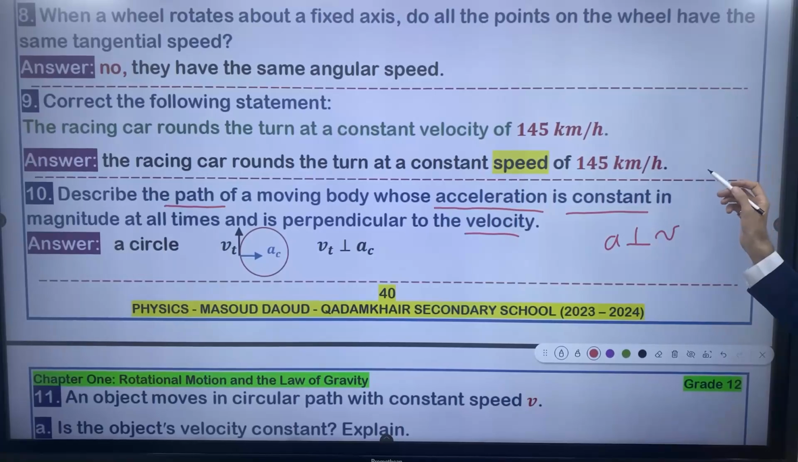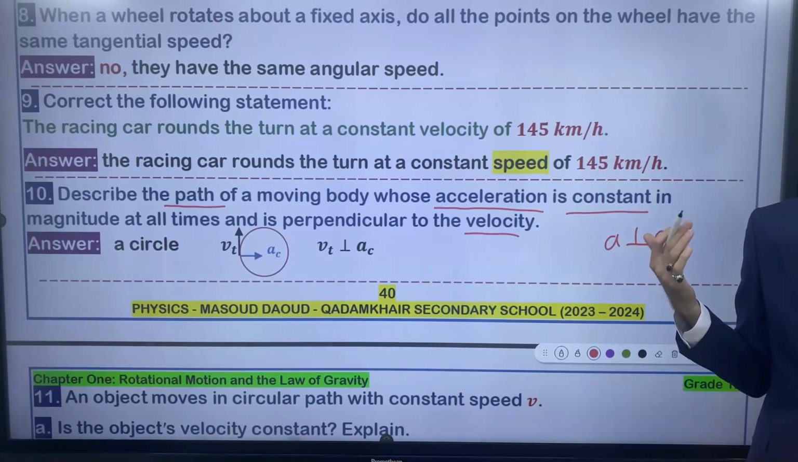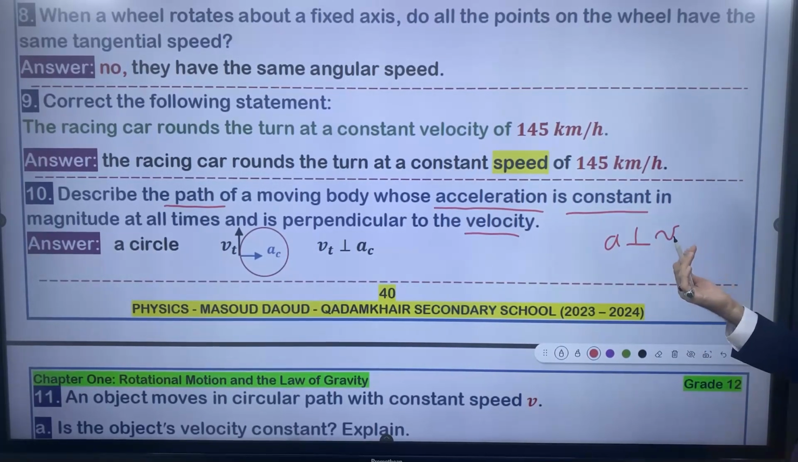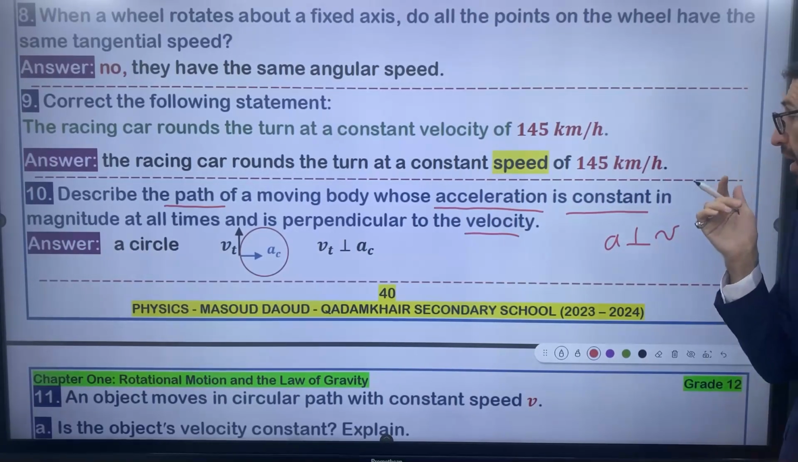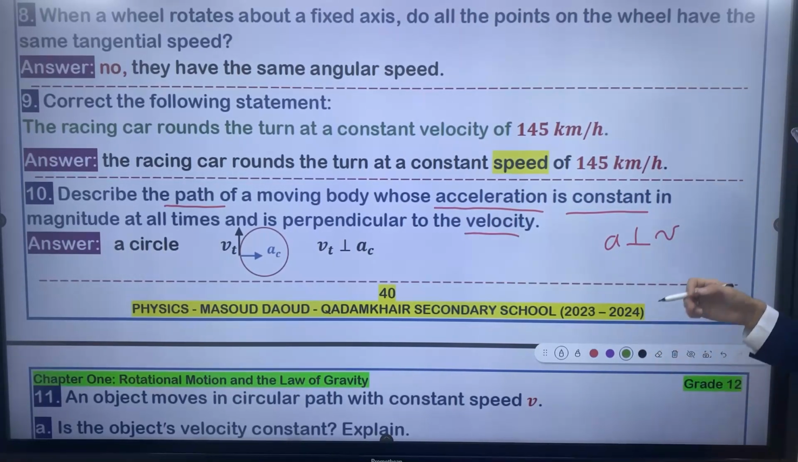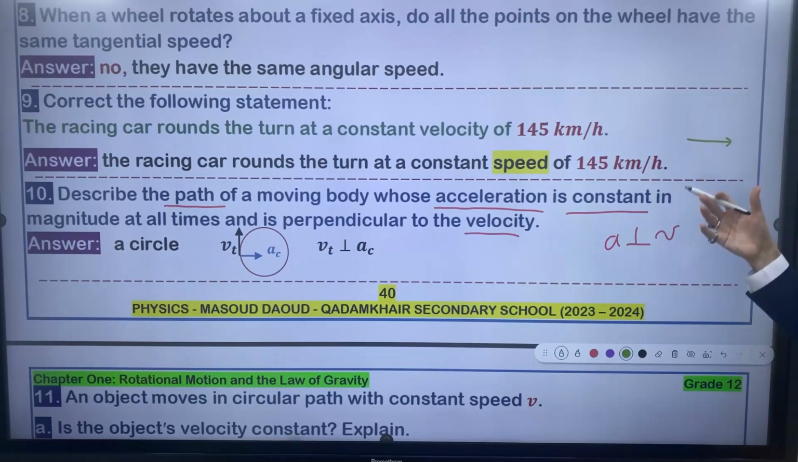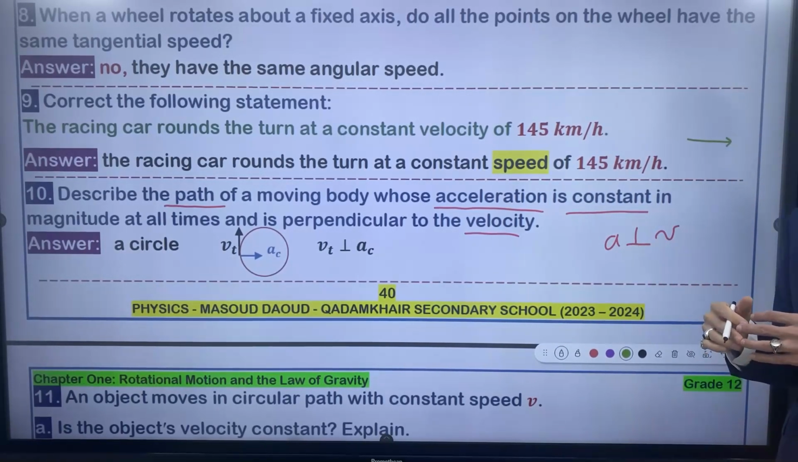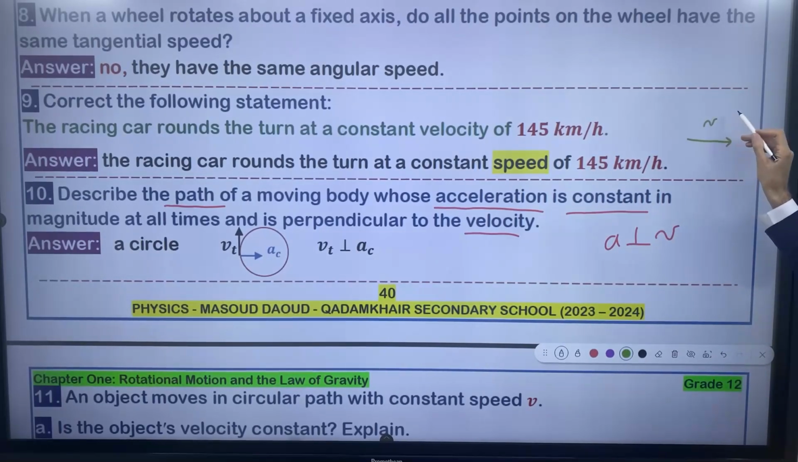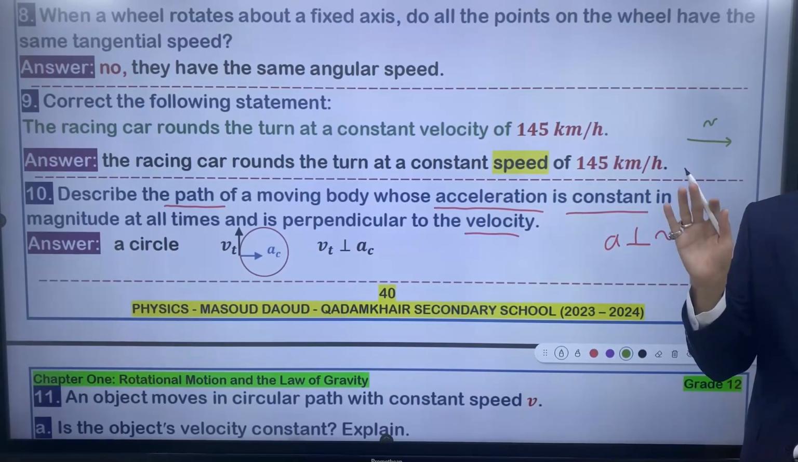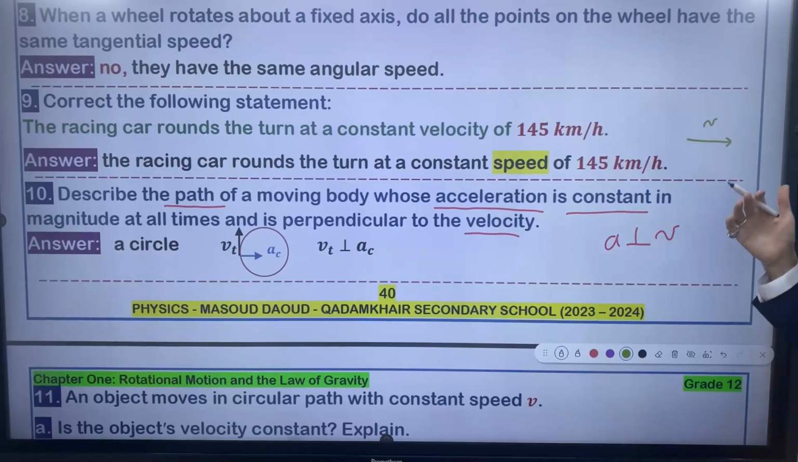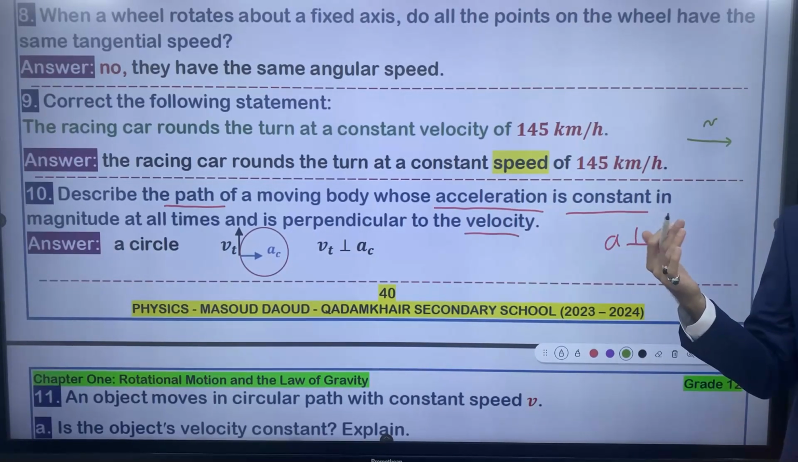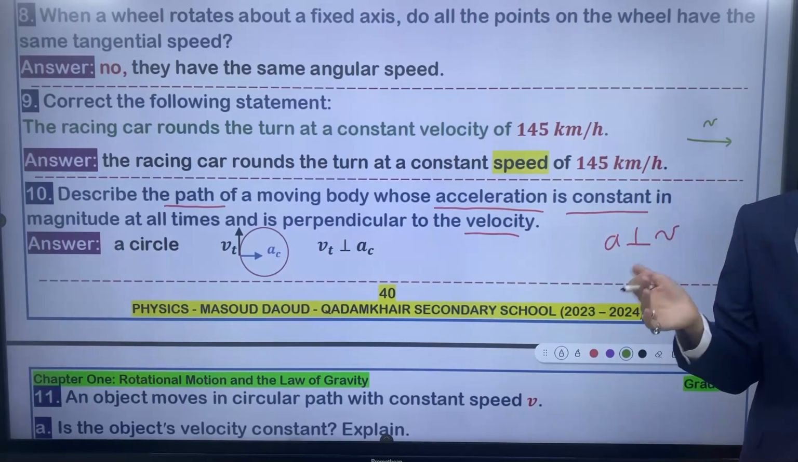Teacher, how do you know that? Let me examine it for you. For example, there's a straight line path like this. A car moves forward. This is the velocity. Maybe the car speeds up or slows down, no problem. The car changes its velocity, whether it decreases or increases.